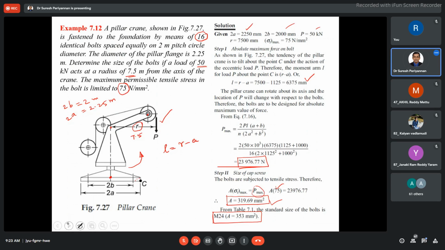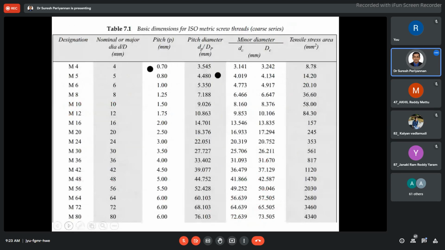That is nothing but the tensile stress area of the bolt. Where is it matching? You see here, M20 is 245 mm square. But you see here, M24 is 353, which is close to my value. I can't go for M20.